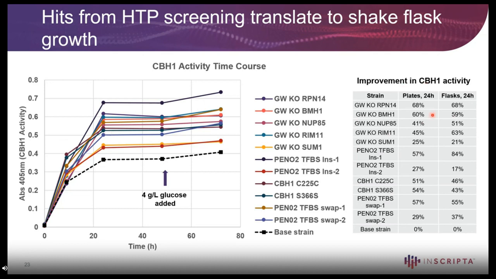And what you could see from this data, looking at the percent improvement in CBH1 activity, CBH1 expression, is that in some instances there's a very similar fold improvement. In some instances, you actually see a much greater improvement in CBH1 activity. So the largest hit here was an 84% improvement, going from 57% in small scale. And then in some instances, we saw a smaller fold improvement. But overall, it was very nice to see that the improvements translate in larger scale.